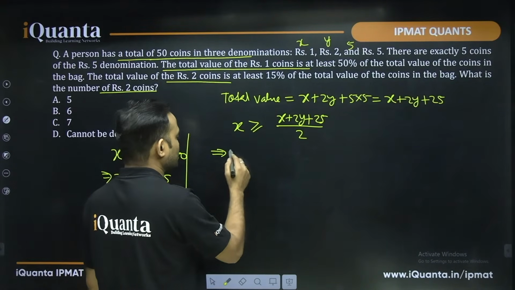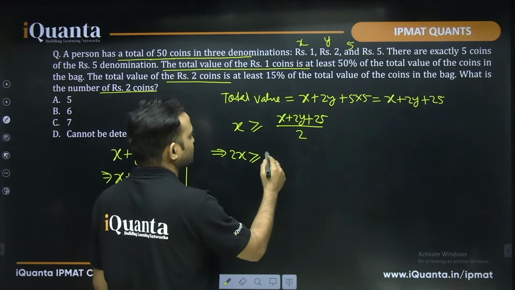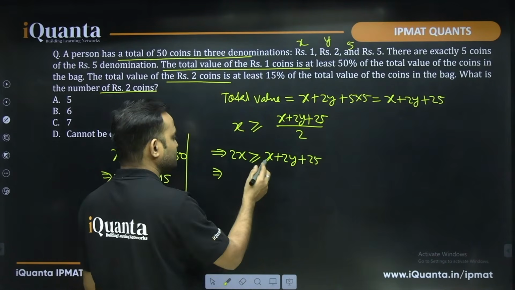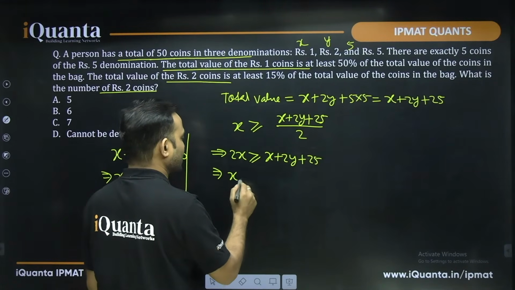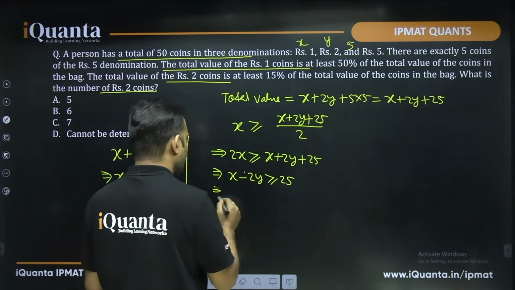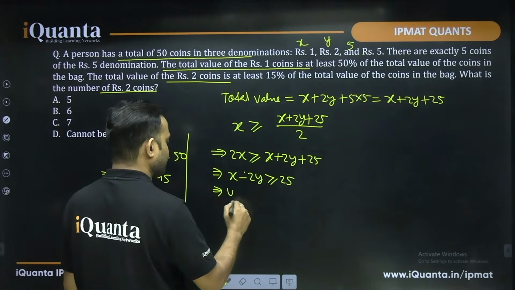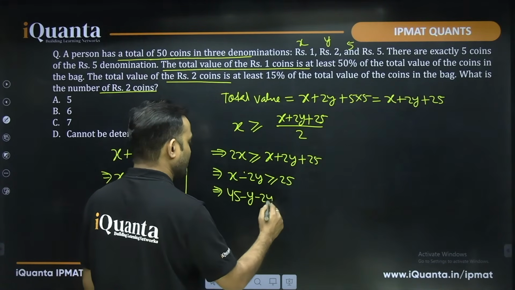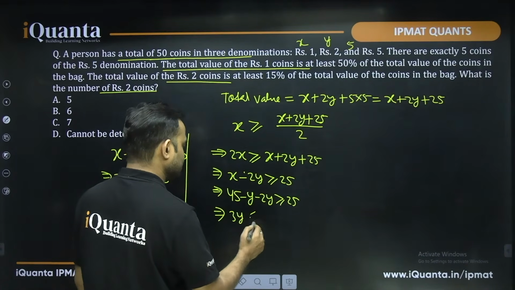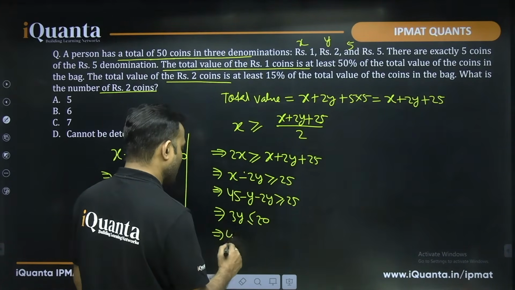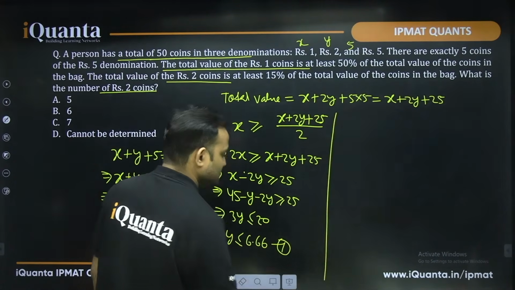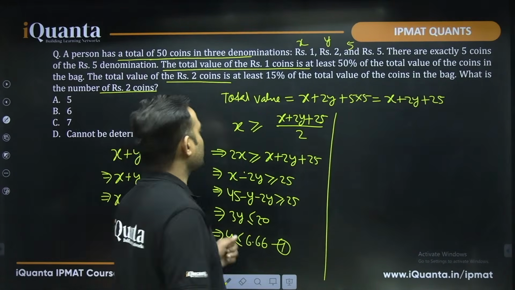Here we can say 2X is greater than or equal to X plus 2Y plus 25. Taking this to the left side, X minus 2Y should be greater than or equal to 25. Instead of X I can put 45 minus Y, so 45 minus Y minus 2Y is greater than or equal to 25, or 3Y is less than or equal to 20, or Y is less than or equal to 6.66. That's our first observation. Second, the total value of 2 rupees coins.